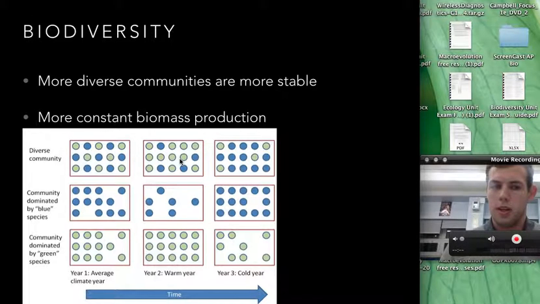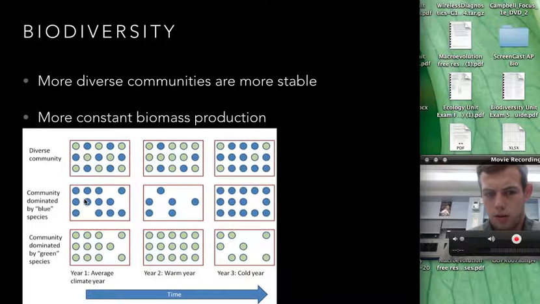It doesn't matter because as soon as these blue species start going away, there are green organisms to fill in those empty niches. Okay? So let's take a look at the third year. In this third year, we're going to have a big increase in biomass, almost twofold, more than that, in the blue species community. In the green species community, we're going to have a decrease.